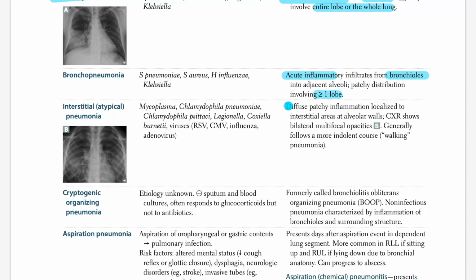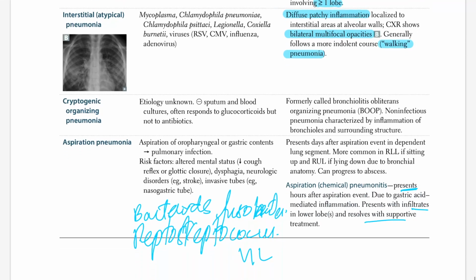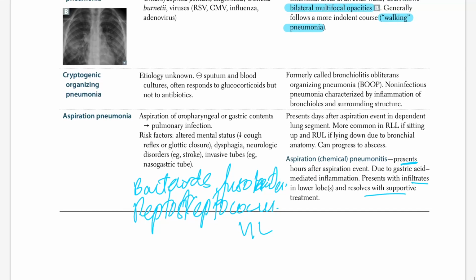Interstitial atypical, it's a diffuse patchy inflammation, and it's going to look like bilateral multifocal opacities, with a more indolent course of walking pneumonia. What is cryptogenic? It is associated with chronic transplant rejection, and it is non-infectious, meaning you're not going to see any infection. If you don't have an infection, you still have pneumonia, you think about cryptogenic pneumonia. That can be fixed via glucocorticoids, not the antibiotics.